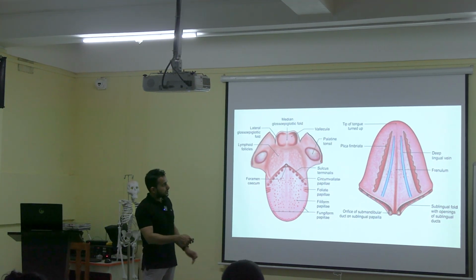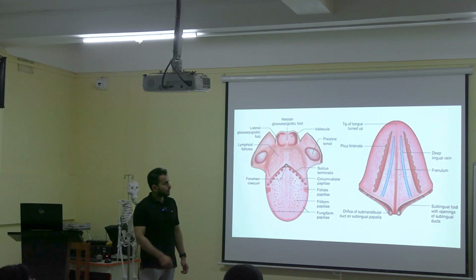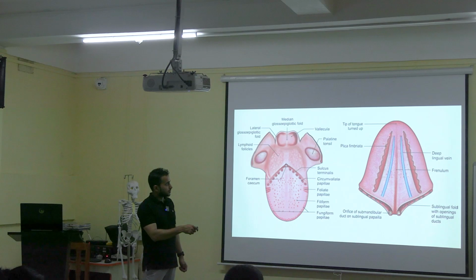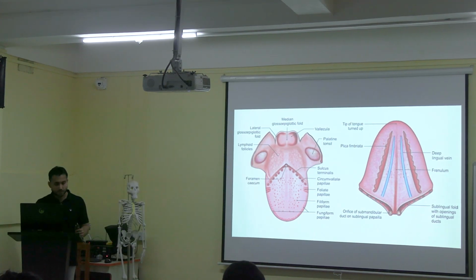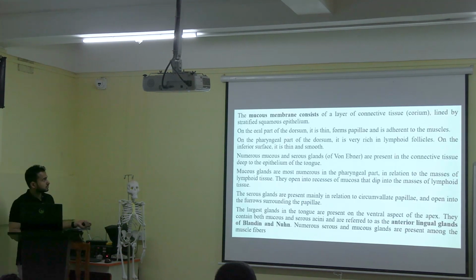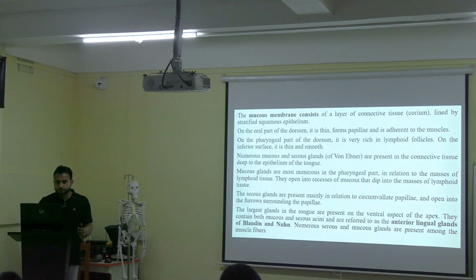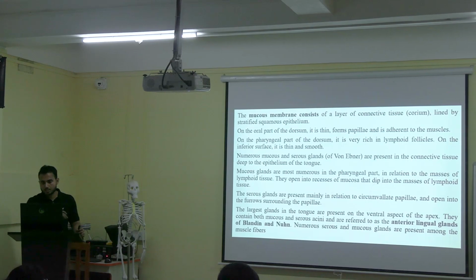And if you go more laterally, you will see another mucosal coating, and that is called the plica fimbriata. Another fold of mucous membrane, that is called plica fimbriata. Now, this is the most important part here. This thing you have to write in the practical notebook.